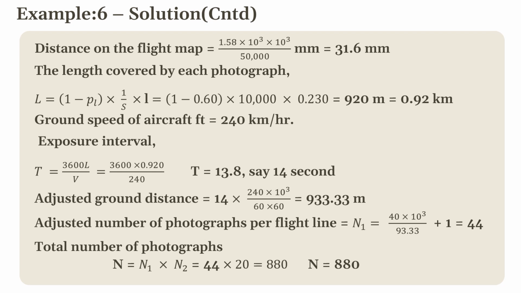So the adjusted ground distance will be 14 multiplied by 240 into 10 power 3 by 60 is equal to 933.33 meter. And the adjusted number of photographs per flight line N1 is coming to 44. So the total number of photographs capital N is equal to N1 multiplied by N2, which gives 880. So we need a total of 880 photographs to cover the entire area. Let us finish this topic over here.